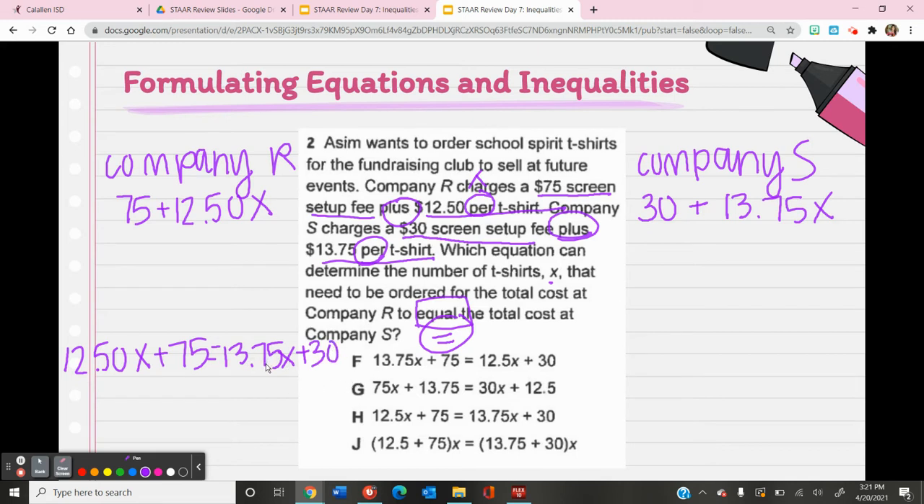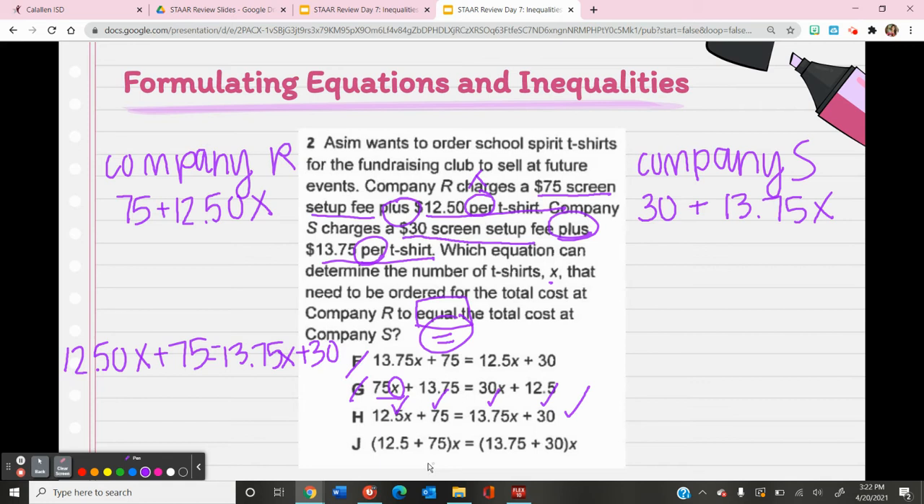So looking at my answer choices, I have F has 13.75X paired with 75. That is incorrect. I have 13.75X is paired with 30, so I can eliminate F. Then on G, I have an X with 75. That is incorrect. They're saying that they're going to charge $75 for every setup fee. You only have a setup fee one time, so that's incorrect. Then I have H, so I have 12.50X, that's good. Then I'm adding 75, that's good. And this equals 13.75X plus 30. So this one is good.